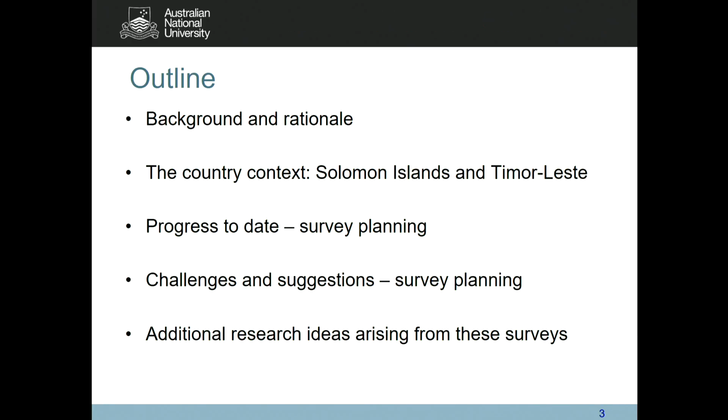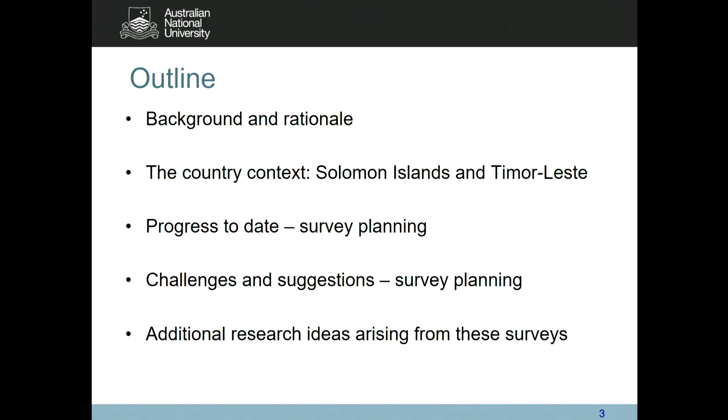In the next 10 minutes or so, I'm going to provide a very brief background and rationale. I think we've heard already that part of the background policy statement is the information from the End TB Strategy and the concern about what TB patient costs are. I'll then briefly talk about the country context for both of these countries. Some of you may know these countries, but I'll provide a very brief overview.